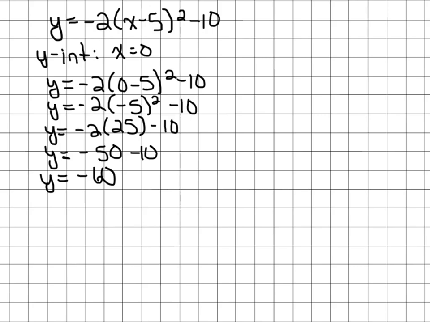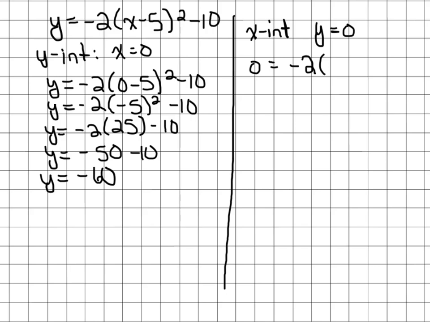Now let's try and find the X-intercepts. I'm just going to draw a line here to differentiate between the two sides. The X-intercepts are when y is equal to 0, so I'm going to set my equation to 0: 0 equals -2 times (x minus 5) all squared minus 10. I'm going to try and solve this, so I'm going to add 10 to both sides. So I have 10 equals -2 times (x minus 5) all squared.